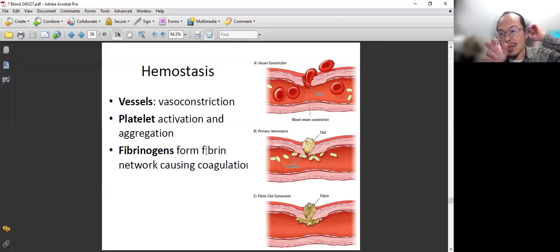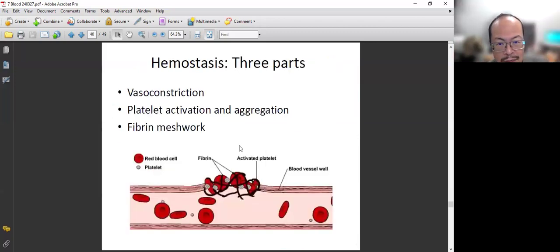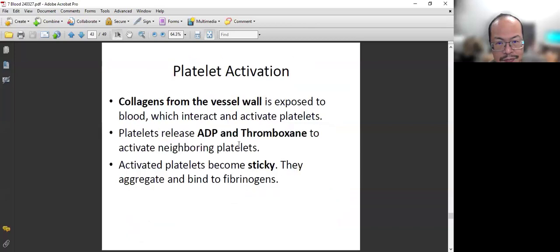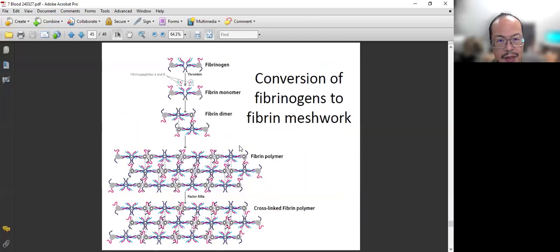So it's 1 unit, 2 units, 3 units, and connect together to become a polymer. Let me show you a picture. I think I have the picture like this one here. So here is a fibrinogen, and fibrinogen, once it's activated, then some of those portions will be truncated.